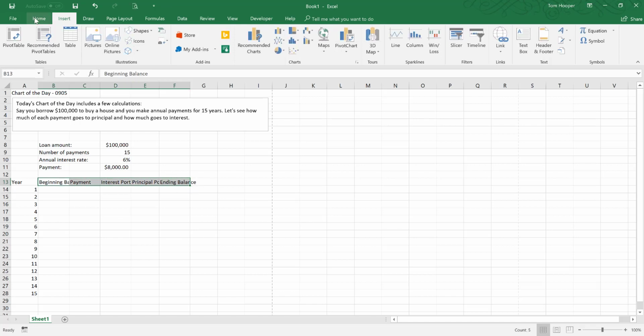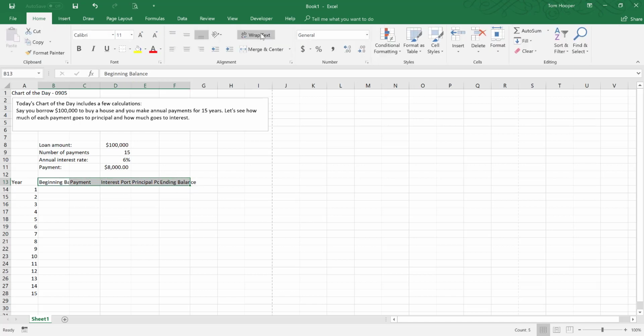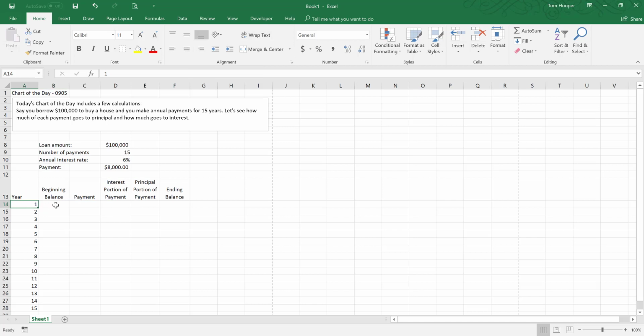Let's wrap these labels and center them. So in year 1, the beginning balance of the loan is of course equal to the initial loan amount. The payment in each year is equal to the payment that we guessed.